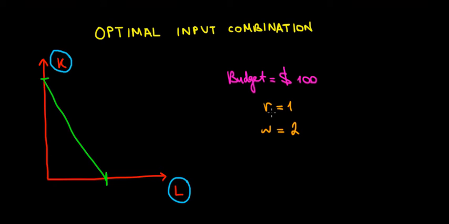Now suppose also that we have the interest for using capital at $1 and then we have a wage that we pay for the labor of $2. Let's work a bit with the math to understand the line, because we can see it's a line. This green line is going to be the budget line that we're talking about.